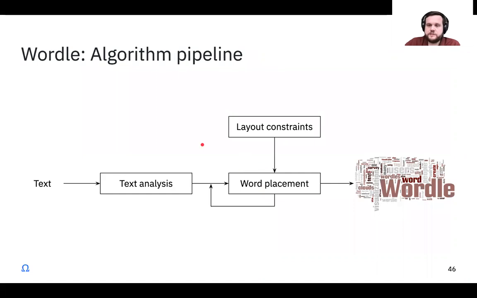But now let's assume that we're following the rules and let's continue with the Wordle algorithm. So the algorithm pipeline, again, in a high level overview sense, is that we have our raw text. We're going to perform text analysis. So we're going to find a useful representation, detecting entities, detecting topics, and whatnot. So we're going to have to process the text, and then we're going to iterate over the word placement, bearing in mind the layout constraints, which get updated with each of these iterations until we arrive at our final Wordle.